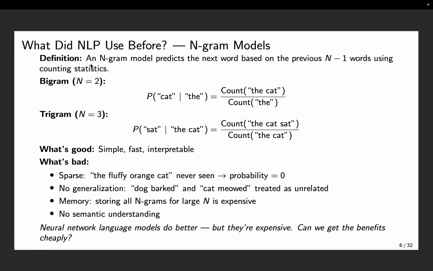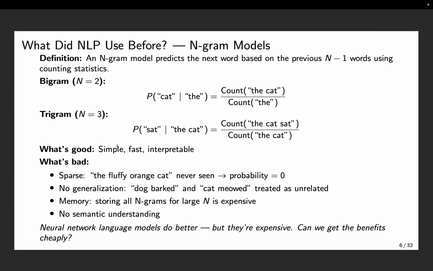For a bigram model, n equals 2. You estimate the probability of cat given the equals the count of the cat divided by the count of the. For a trigram, n equals 3, you condition on two previous words. But here are some problems with this.